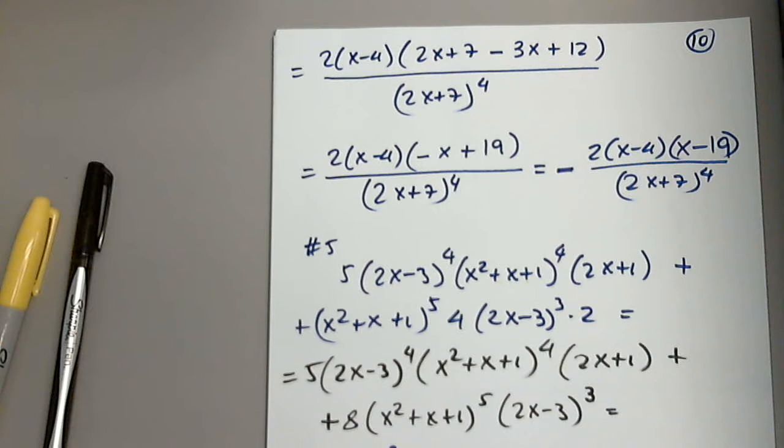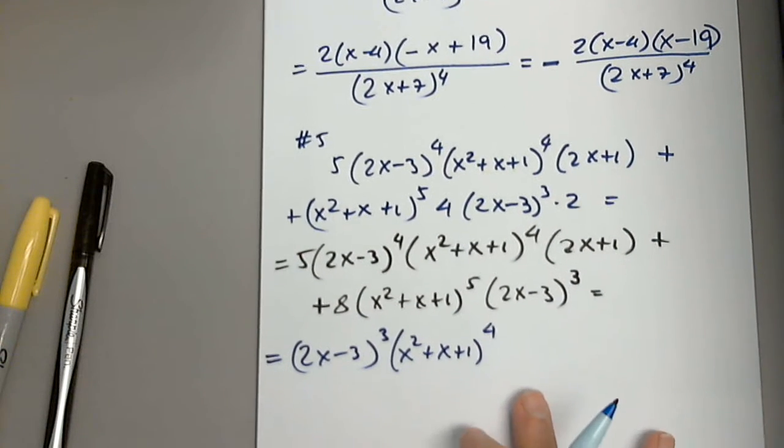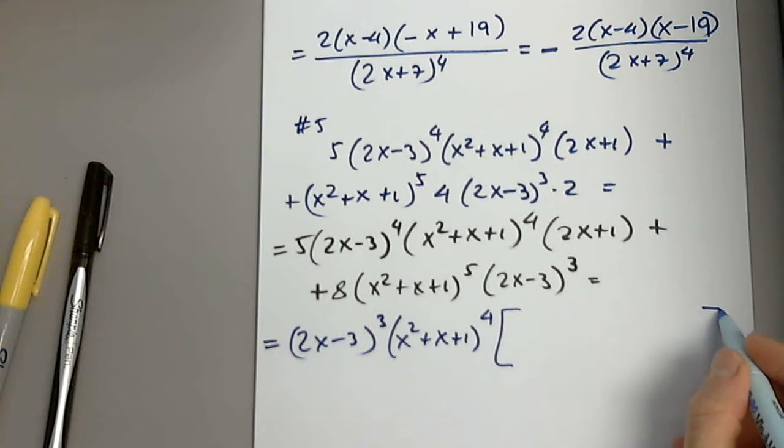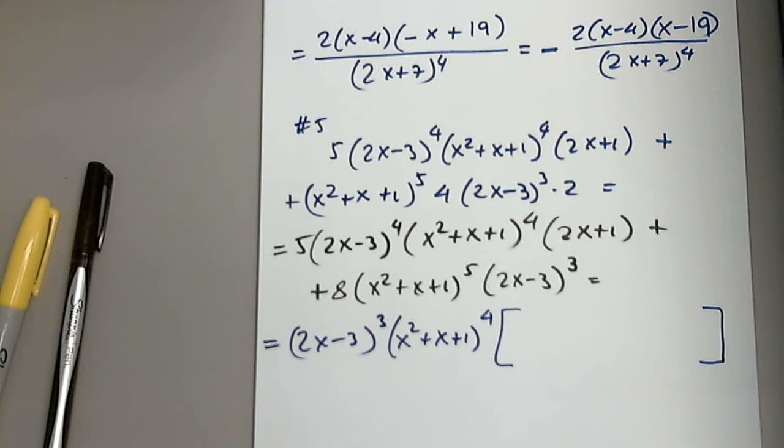Now I continue looking, and I see an x squared plus x plus 1 to the 4th in the first term, and I also see an x squared plus x plus 1 to the 5th. I have to choose that because it's present in both, but which power will I choose? 4. There is nothing else common. The first term has a 2x plus 1, but the second term does not. So I found all common factors and I chose the correct power. And now all I have to do is put a bracket and see what is left.